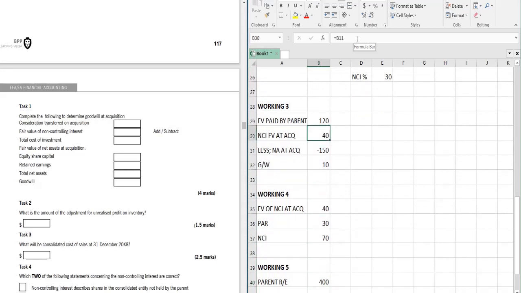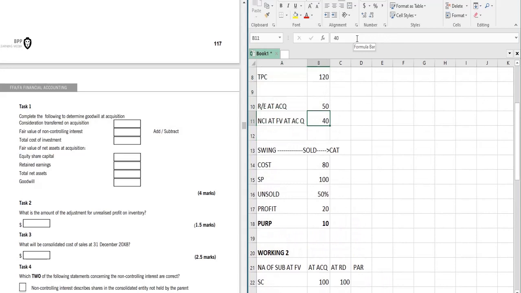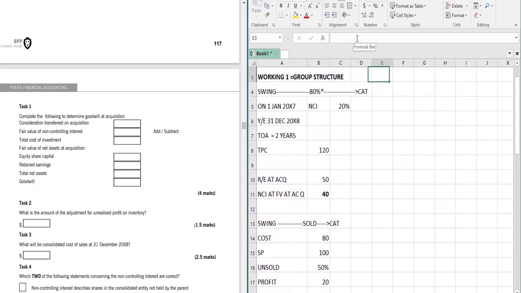Sorry, fair value of non-controlling interest at acquisition, the question is asking. The amount we calculated is for the reporting date, NCI at reporting date, and NCI at acquisition is already given in the question. It's 40. Yeah, you can have it here. Okay, so then is total cost of investment. I will just write down here the tax one.